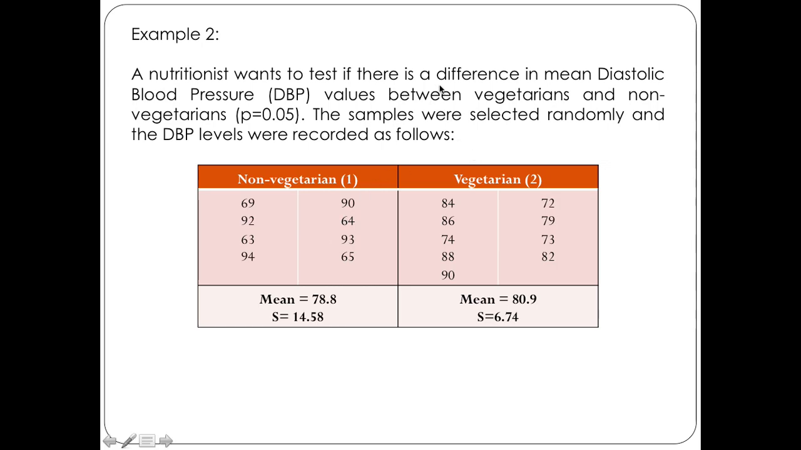So the answer is there is no direction, because the question asks you if there is a difference in mean. It doesn't mention whether it's larger or smaller. It only asks whether there is a difference, so it can be larger or it can be smaller. Therefore, there's no direction for this. So when there is no direction, is it a one tail or two tails test? It will be a two tails test.